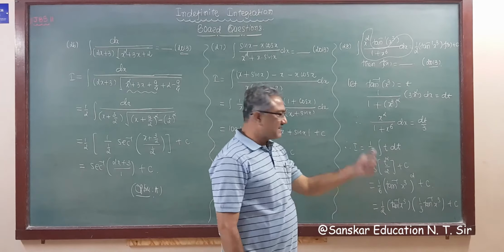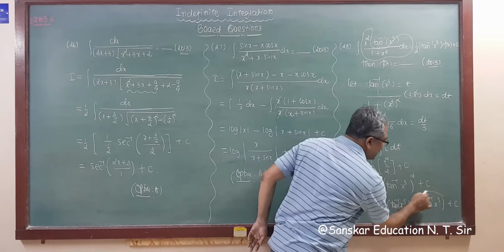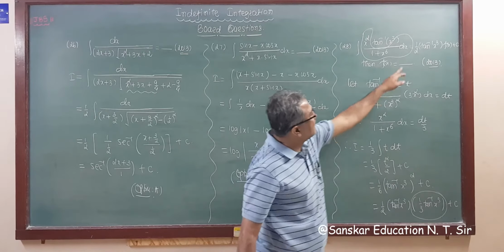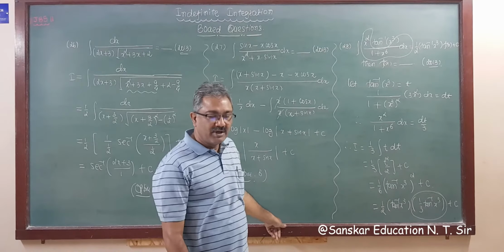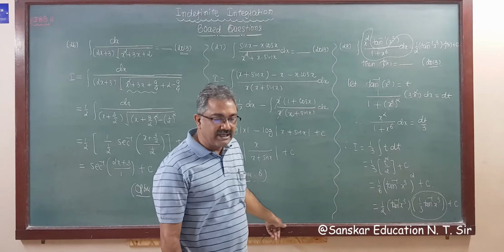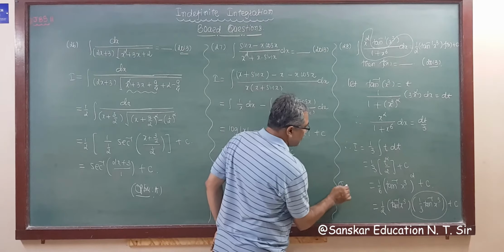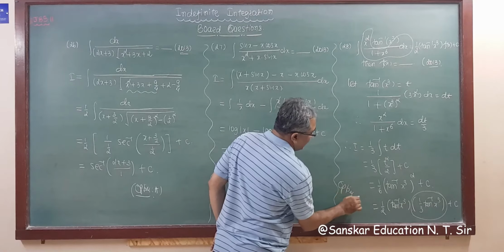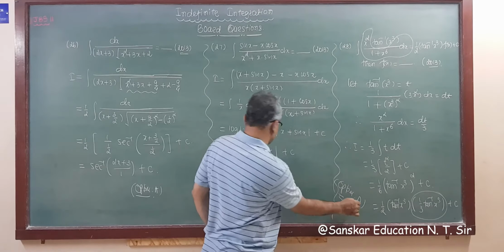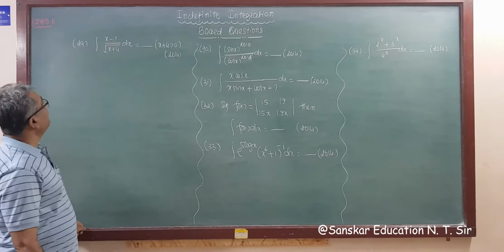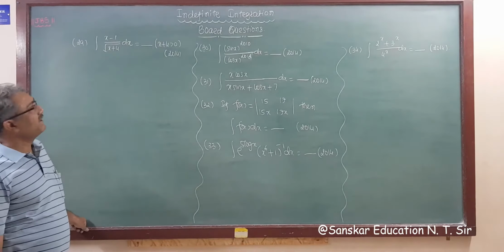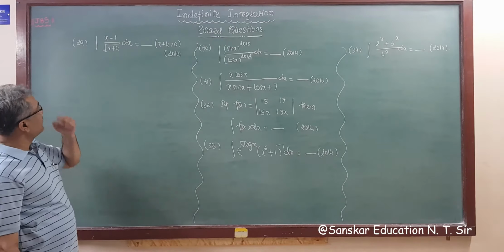So what is your f(x)? 1 upon 3 tan inverse x cube is your f(x) now. Comparing with this, that is option D is your correct answer. So from here, option D is your correct answer. Got it? Question number 29, integration x minus 1 upon root x plus 4 dx.